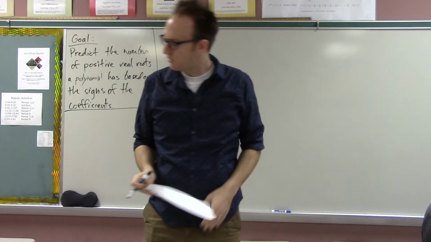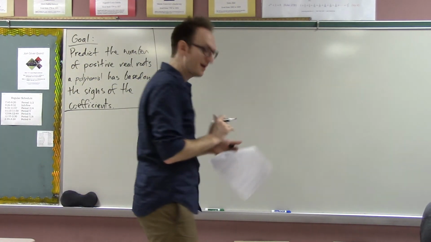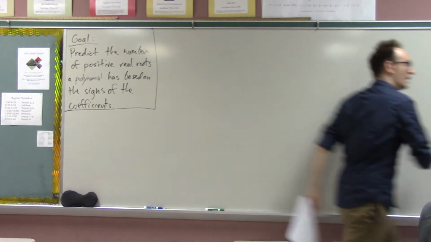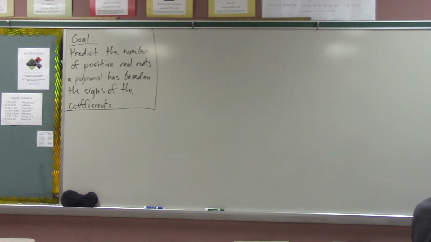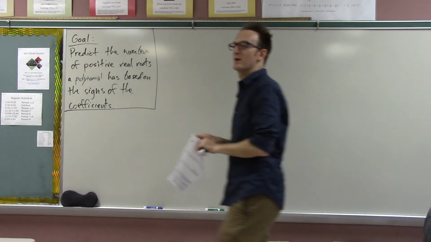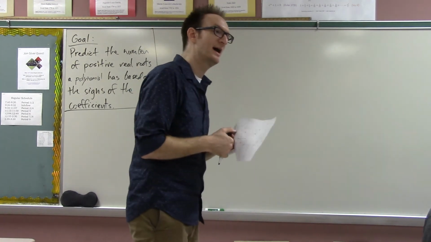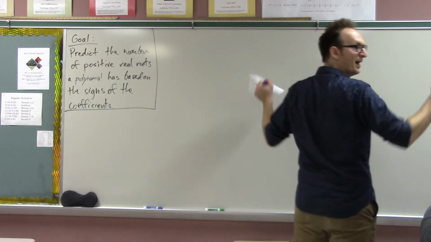Okay, so if the signs of the coefficients are what's relevant, then we're gonna consider every possible combination. So okay, let's do it. What's the simplest polynomial that we can think of? A 0-degree polynomial. And we're going to make a big polynomial tree.